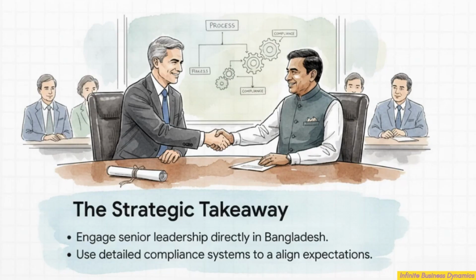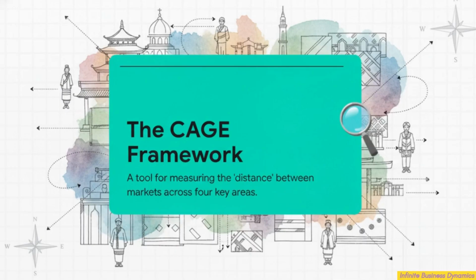So what's the big takeaway here? This isn't just some academic theory. This stuff has huge real-world consequences. If you're that buyer from H&M, you can't just send a junior manager to Bangladesh to sign a deal. It's just not going to work. You have to engage with the top dogs, the senior leaders. You've got to put in the time to build real trust. And you need super detailed, crystal clear systems so that everyone's on the same page.